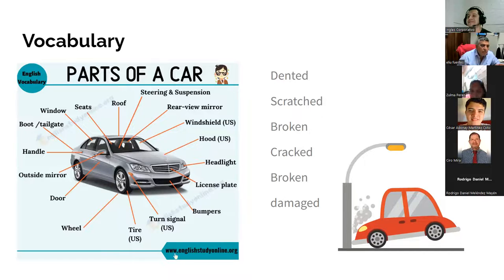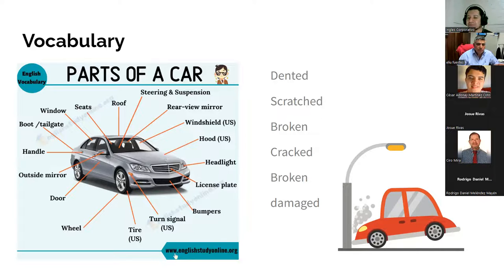What else? Gearbox. Muffler. Sorry? Muffler. What is the muffler? It's like the bumper, and it's at the back. Oh, okay. Muffler. Very good. And what else? Gearbox. Okay, gearbox. Exactly. Very good. Perfect. We have a lot of vocabulary.